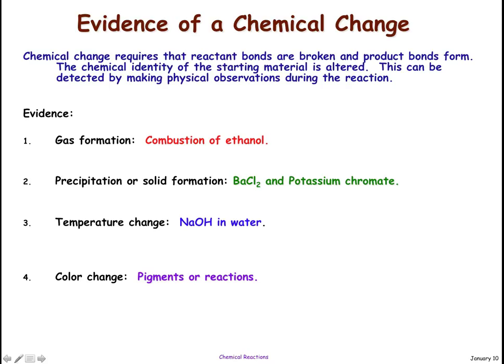But don't get confused by color change, because if you mix red and green and get orange, that's just a mixture of two pigments. What we mean is a reaction that takes place where the product that forms has a different color than the starting material. So that is a sign that a reaction has occurred.